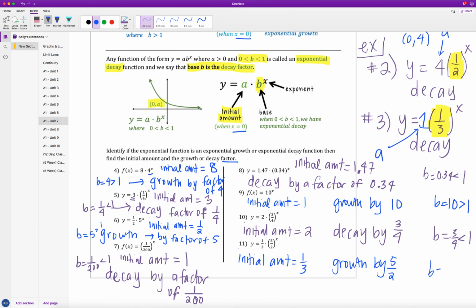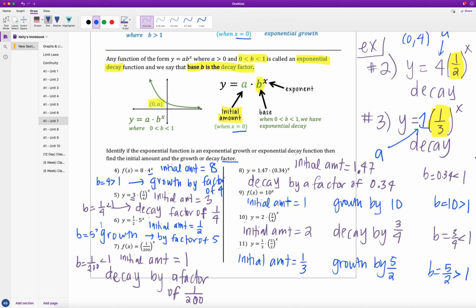And the reason it's a growth is, although 5/2 is a fraction, 5/2 though is still bigger than 1, and it doesn't matter if it's a fraction, an integer, or decimal, we have to see, is that base bigger than or less than 1? So because 5/2 is equal to 2.5, that is definitely going to give us a number that is bigger than 1, so this will be a growth.